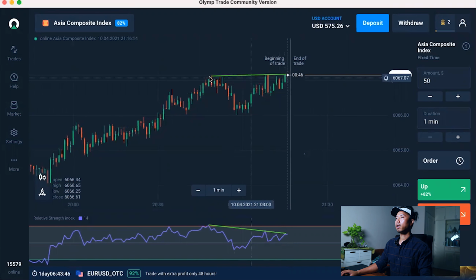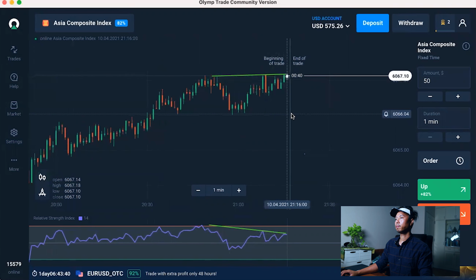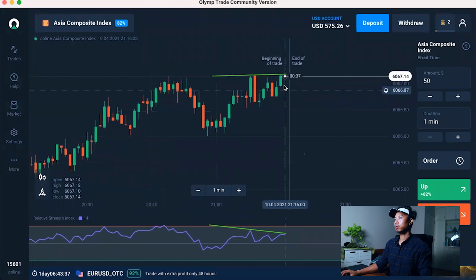Fingers crossed for that strong rejection down there, and then we're going to fall after we see this pattern of divergence. Okay, pretty cool. I think this is going to reject back.